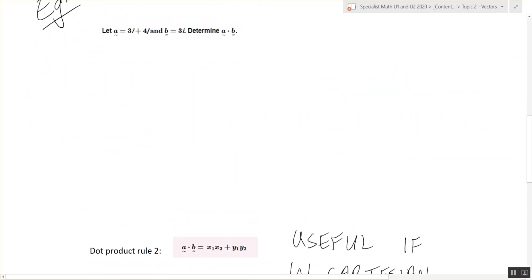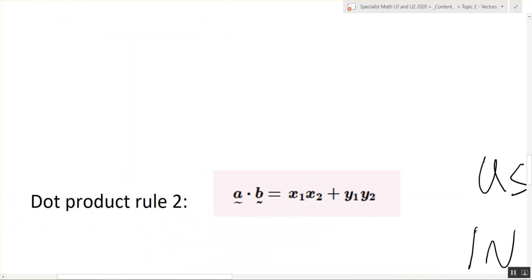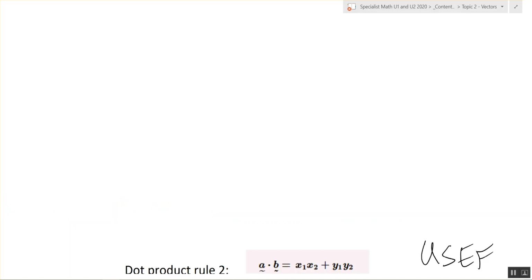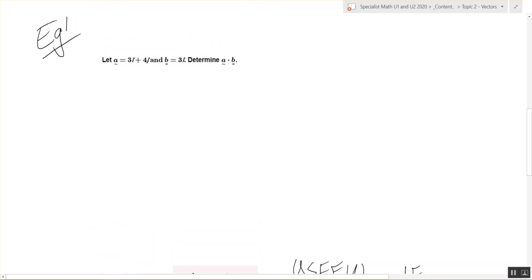Have a look at it. Do you want me to zoom in? You multiply the x's together and you multiply the y's together and add them together to get what type of answer? A scalar. Because it's also called the scalar product.